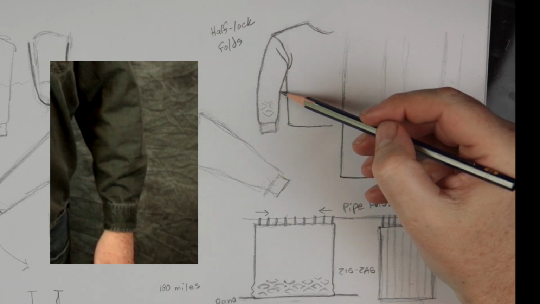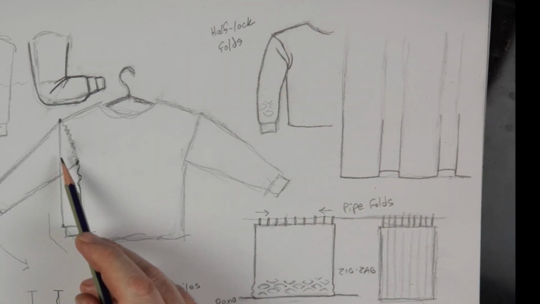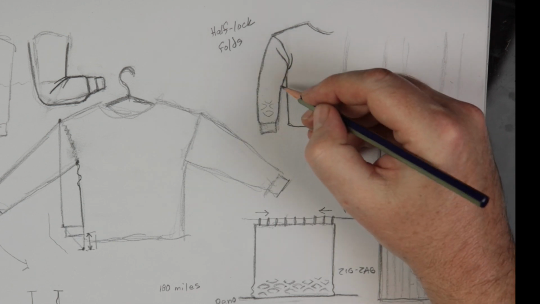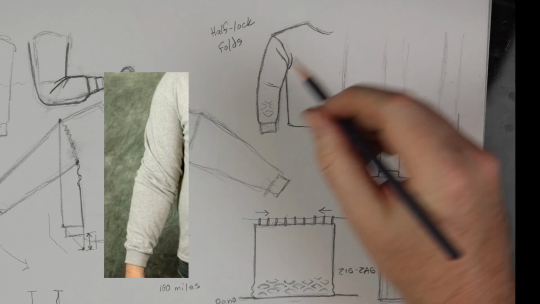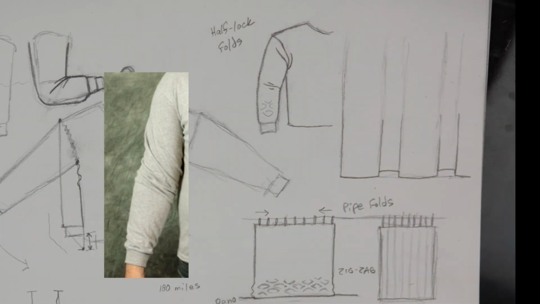Now this arm isn't bent very much, but it is bent just enough. Remember, it's not in its default position. It's bent just enough that we actually might see a couple of these half lock folds. They'd probably be subtle, nothing major.